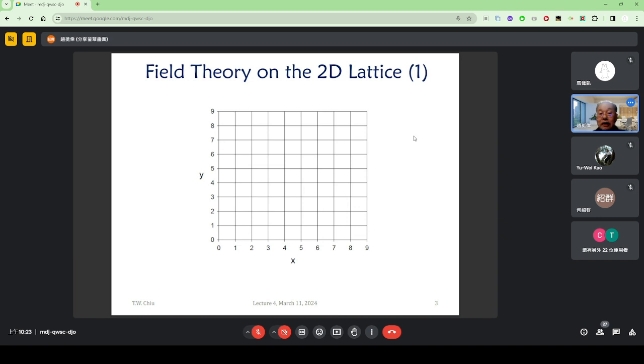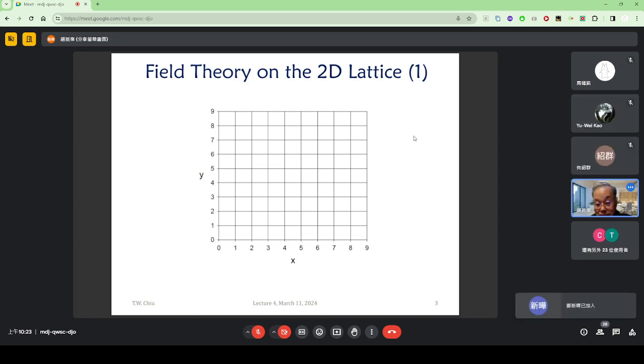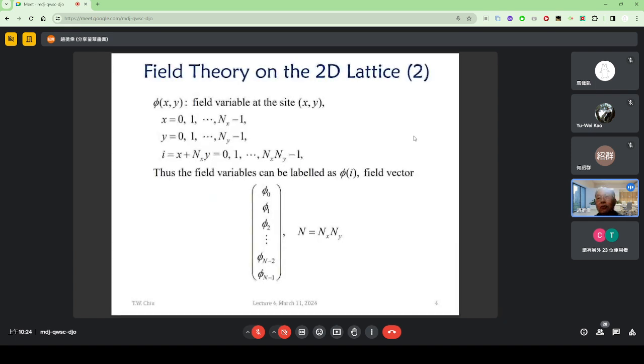Of course, I can increase the size of the lattice, say more points along each direction, then we can get a more accurate picture of what the solution looks like. But all my solutions are numerical, in terms of numbers. So suppose I have this 10 by 10 lattice, on this two-dimensional lattice with some boundary condition. And then what are the field variables?